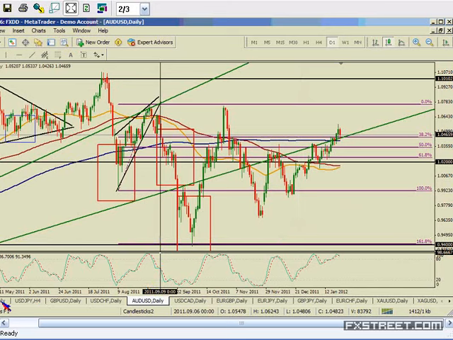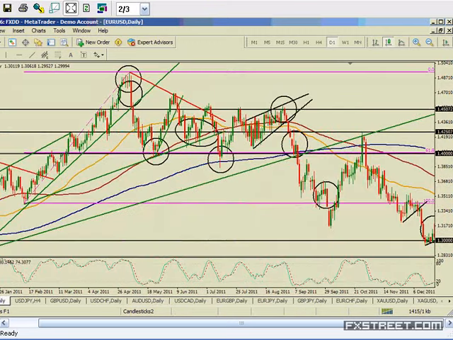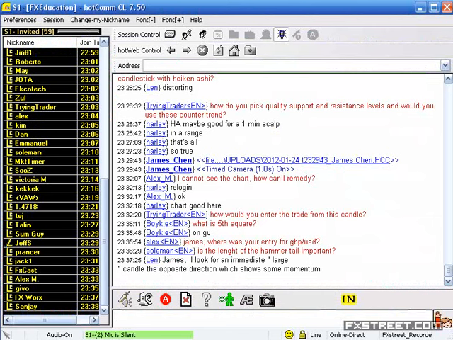Let me take a look here. Okay, one thing I wanted to show you is this type of thing right here. This is on EURUSD. Let's see if there are any questions here. Okay, there are a lot of questions here. I'll try to get to them towards the end.